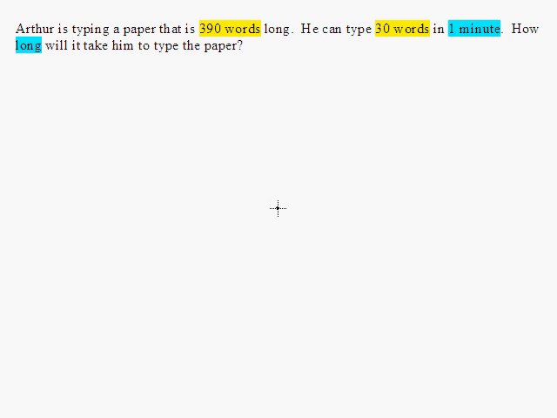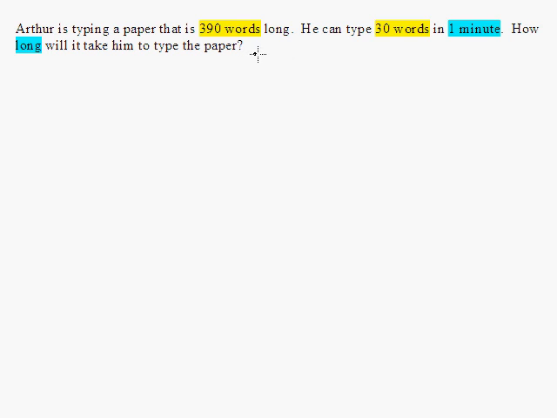Continuing on with our proportion unit, we're going to take a look at this word problem, and we're going to solve it using a proportion. Arthur is typing a paper that is 390 words long. He can type 30 words in 1 minute. How long will it take him to type the paper?